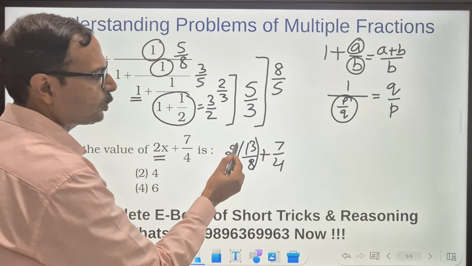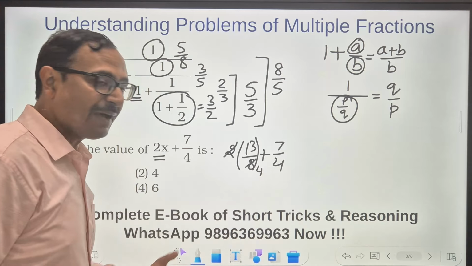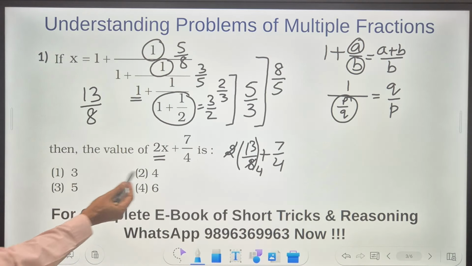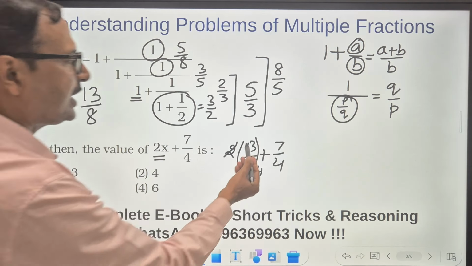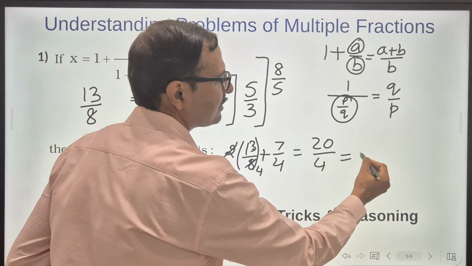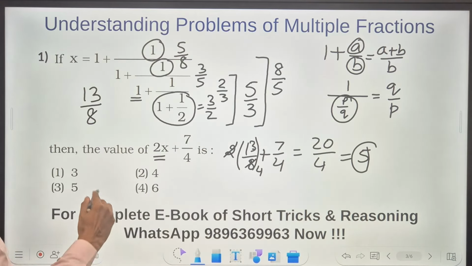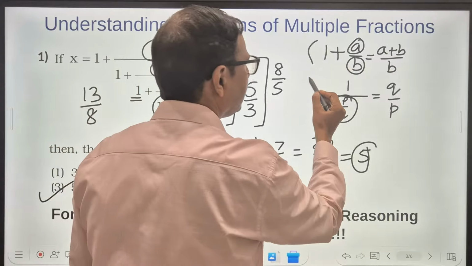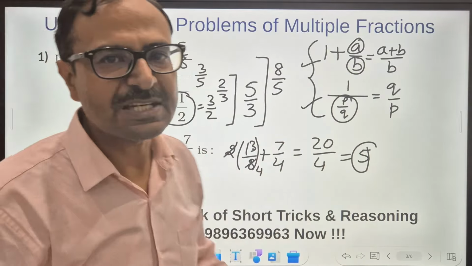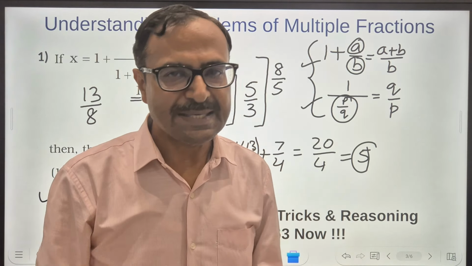So you can see 2 cancels this because they have given it purposefully, so that the calculation becomes easier, because all these options are whole numbers. So 13 plus 7 is 20 and upon 4, which gives you 5 as the final answer for this particular question. See how two logics work so well in understanding and simplifying these types of questions very, very easily.